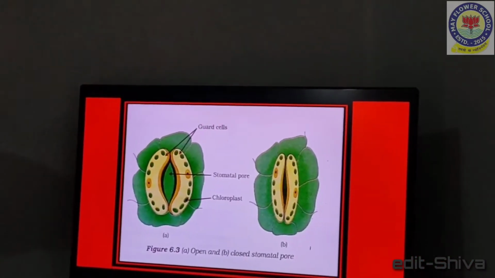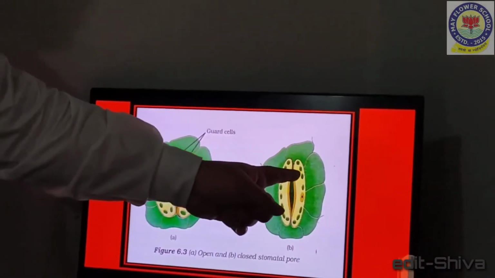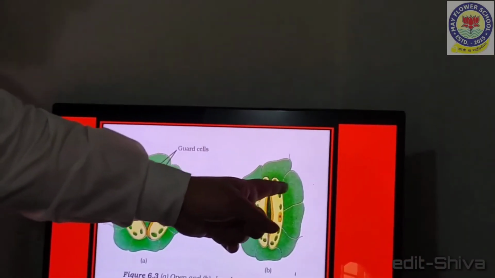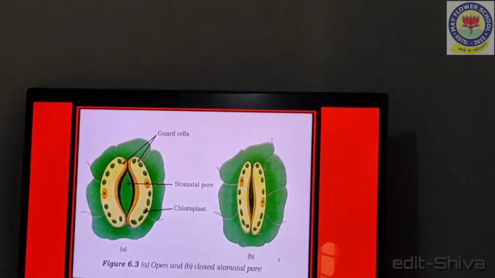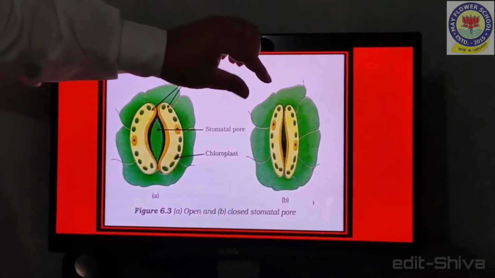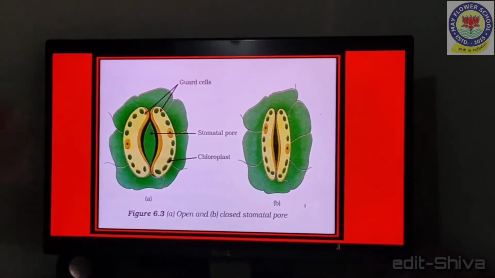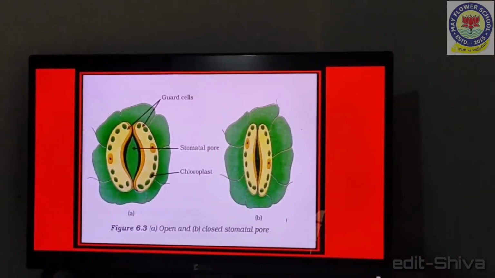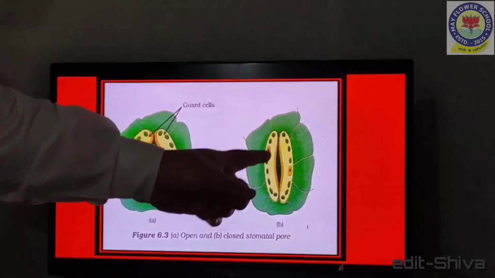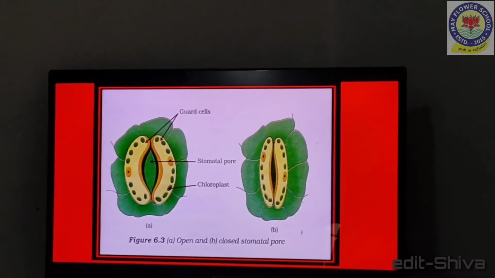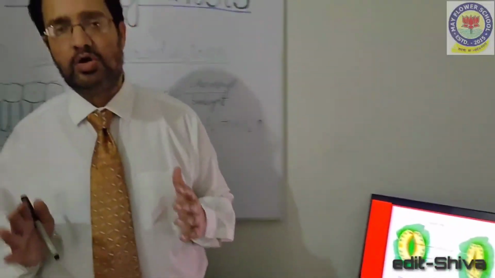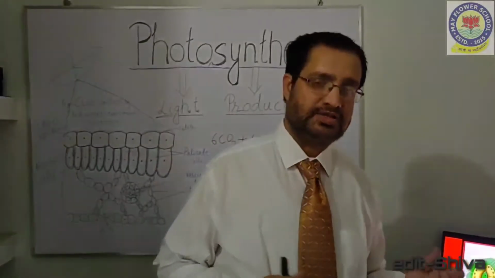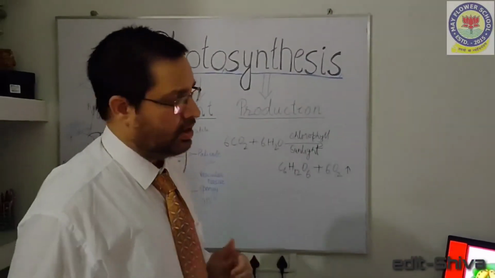During night time, water molecules diffuse out from the guard cell to the neighboring cell, due to which the guard cell shrinks and becomes flaccid. As a result, the stomatal pore closes during night time. In this way, opening and closing of stomata takes place.